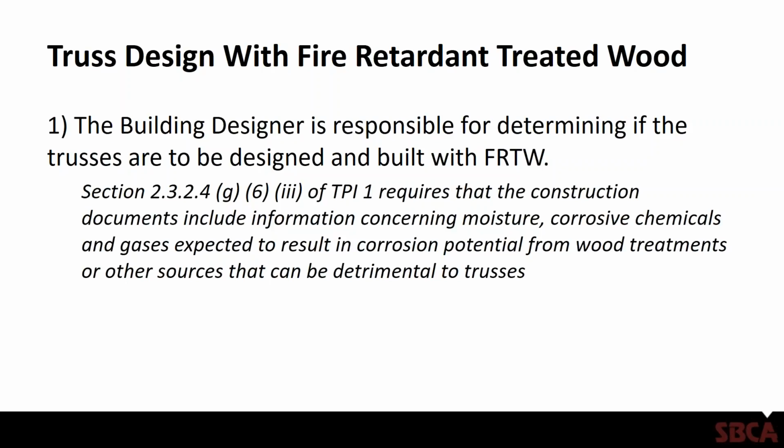Chapter 2 of TPI 1 is typically referred to as the design responsibilities chapter, and section 2.3.2.4, paragraph G6.3 of that requires that the construction documents include information concerning moisture, corrosive chemicals, and gases expected to result in corrosion potential from wood treatments or other sources that can be detrimental to the trusses.